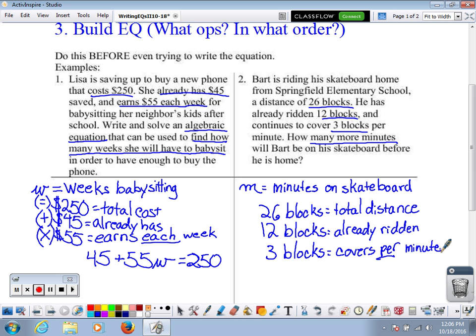We can choose any letter that we want. For this one, let's choose M. Okay? On the other ones, you can pick whatever variable you want, but on this one, let's pick M. Okay? All right, now we have the numbers. We have the variable. Let's read it one more time. Let's get a third read here so that we can help work on building this equation.